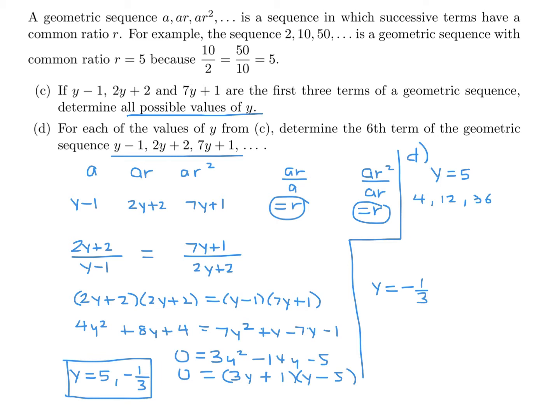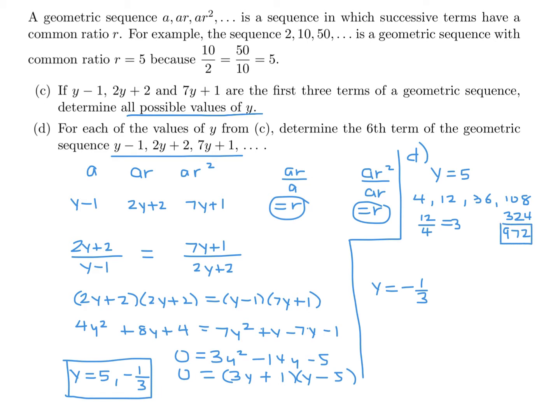So it looks like the ratio is 12 over 4, which is 3. So it's just going up a factor of 3. So you're multiplying by 3 each time, so it'd be 108 for the next term. Then the next term would be 324, and then the sixth term would be 972.